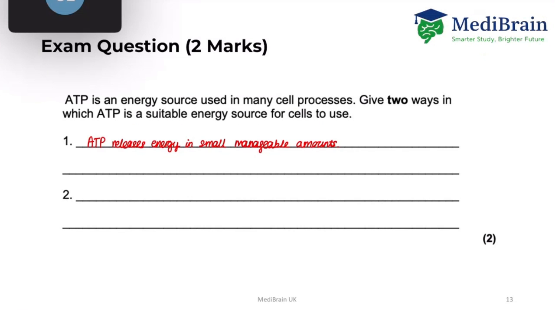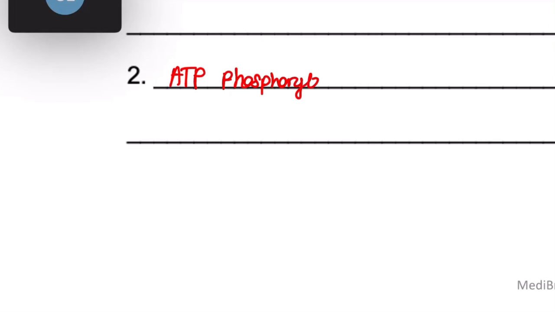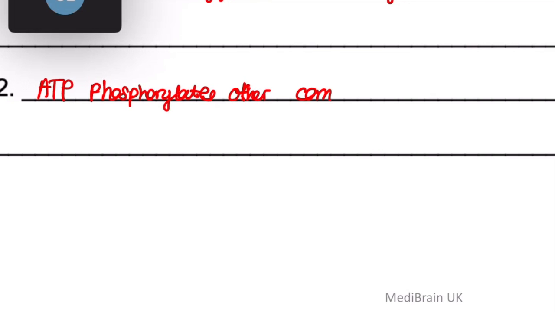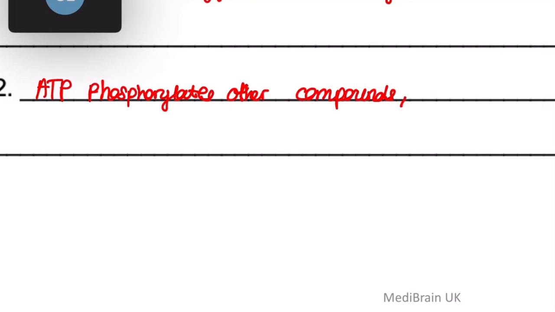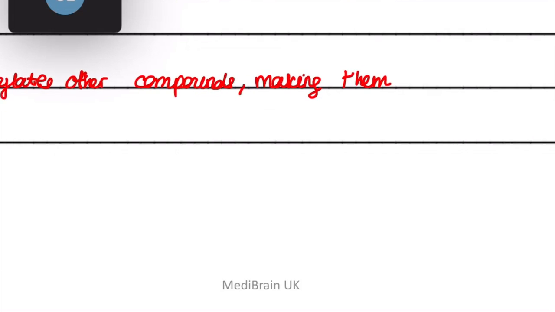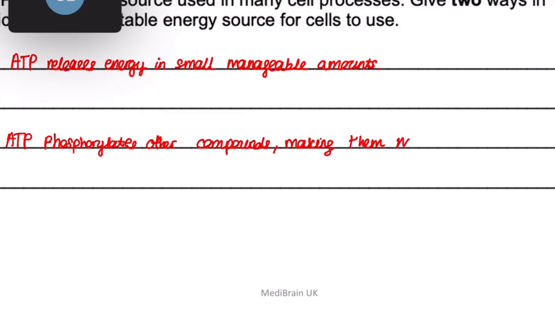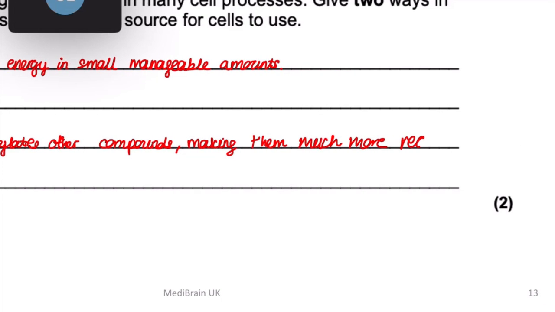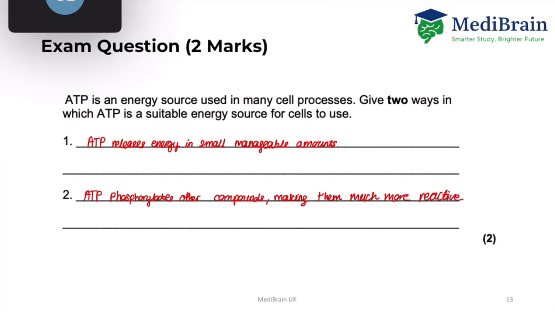Now, the next point is the one that's going to stick at the top of my head, of phosphorylation. It phosphorylates other compounds, making them much more reactive. Okay, so ATP phosphorylates other compounds, making them much more reactive. Okay, so 2 points there.